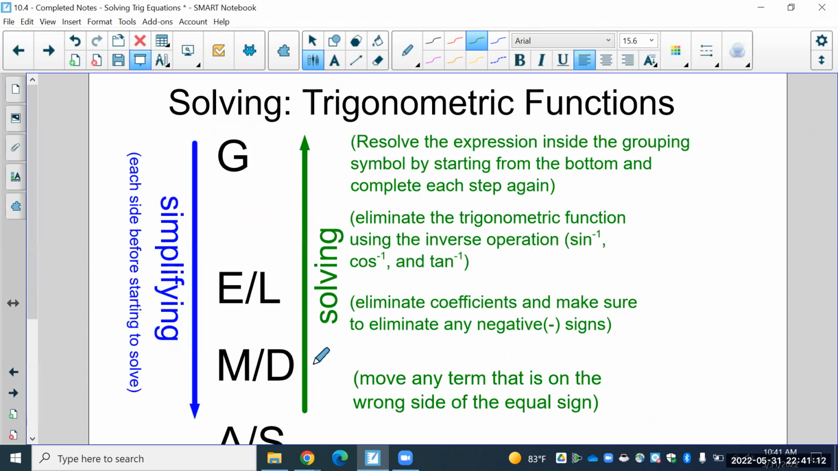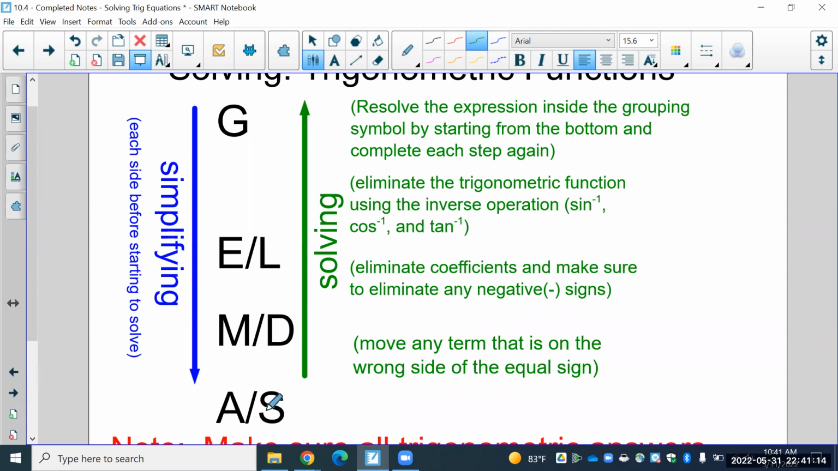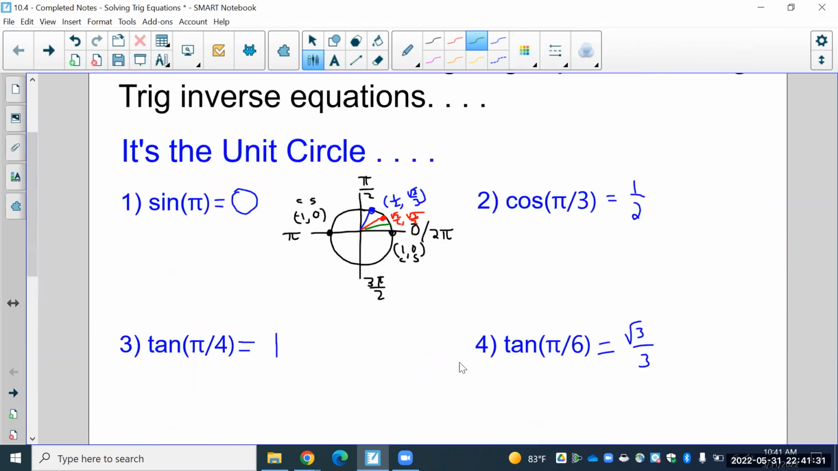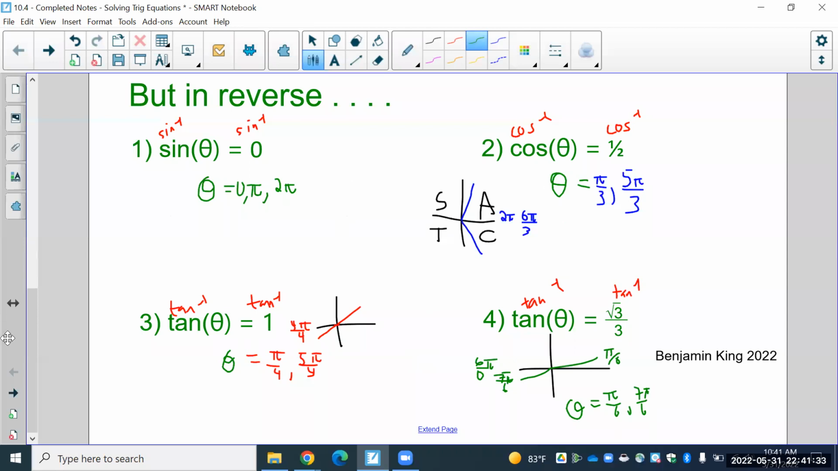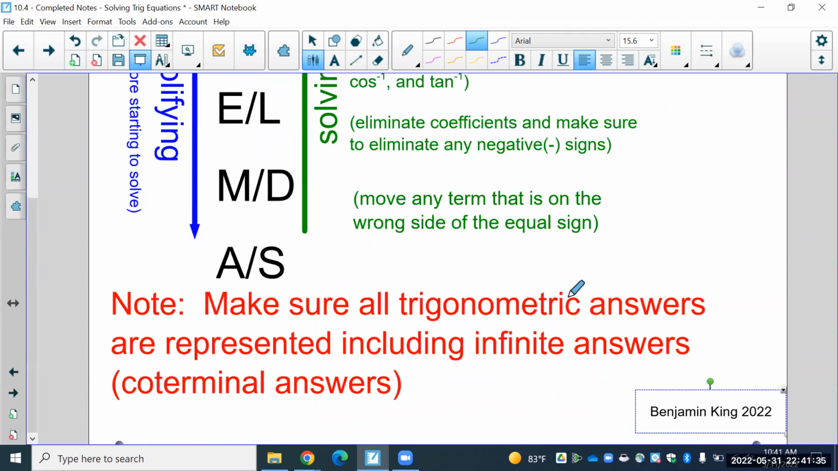It just goes in a reverse order of operations. You add or subtract around the trigonometric function. You multiply or divide to get that trigonometric function by itself. Sometimes you have an exponent, usually it's a square, so you put plus or minus on something. And then you get rid of the grouping symbol, the sine, cosine, or tangent, by using inverse sine, inverse tangent, or inverse cosine, like I did right here. And those answers come from the unit circle. Okay, please make sure that all trigonometric answers are represented, including infinite answers, which include coterminal, and we'll go over that in just a minute.